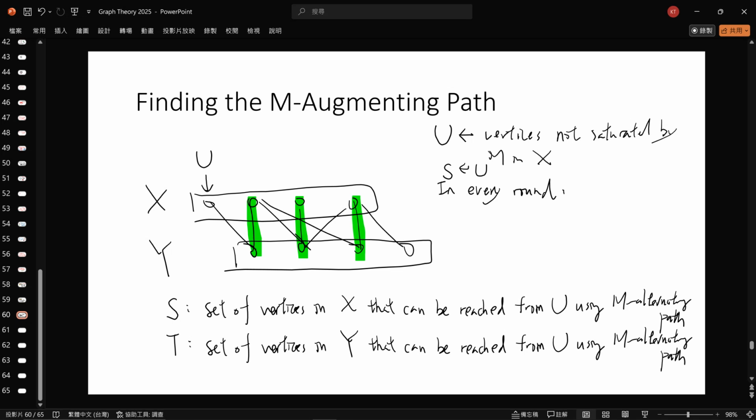For every round, we pick a vertex from S, because we want to expand S and T. We pick a vertex from S, and then go down and go up. When we're going down, we only consider edges not in the matching. And when we're going up, we only consider edges in the matching.